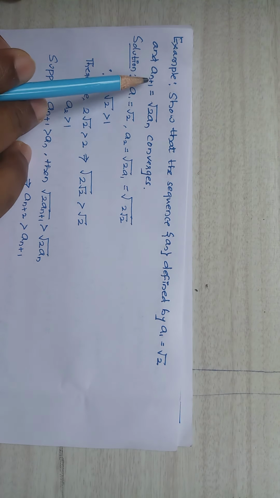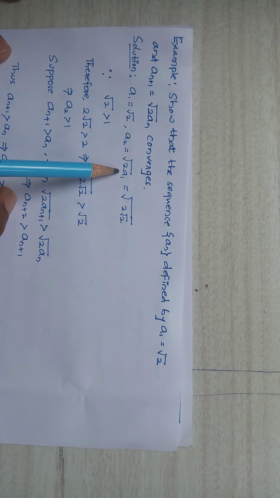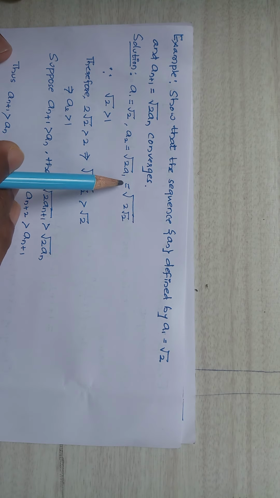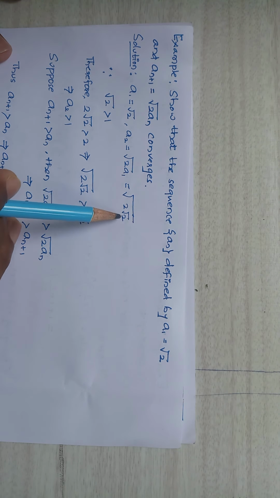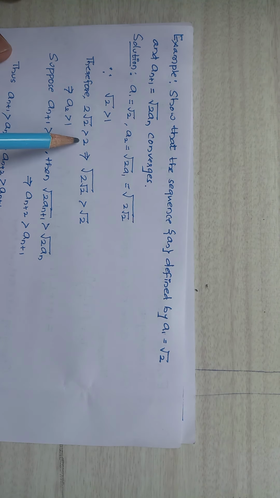Okay, so using that, if I put n is equal to 1 here, then it will become a2 is equal to root of 2a1. Here I am substituting the value of a1, then it will become root of 2 into root 2. So you know that root 2 is greater than 1. Therefore, multiplying both sides by 2, it will become 2 root 2 is greater than 2. That implies that, again taking root, root of 2 root 2 is greater than root 2. So therefore a2 is greater than 1, because this is the value of a2.